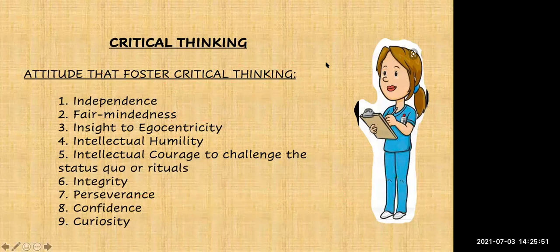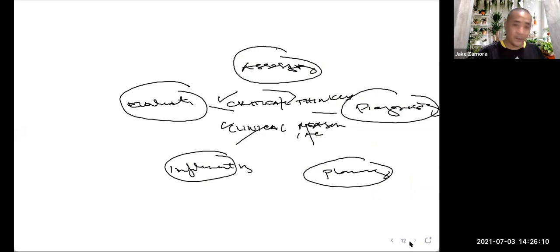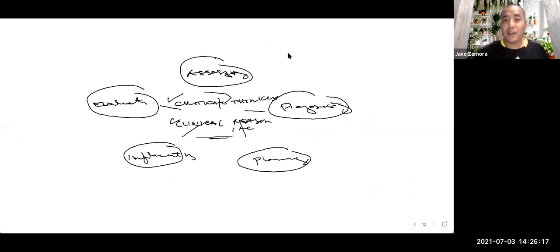That's why you have to actually build your knowledge. Your health assessment is very important with the remaining steps of your life as student nurses. So very, very important. I will bring it back to my whiteboard from earlier. So your critical thinking and your clinical reasoning are integral. When you say integral, this is very important in accomplishing and delivering your nursing process. Naiintindihan ba siya? Yes, sir. Okay.